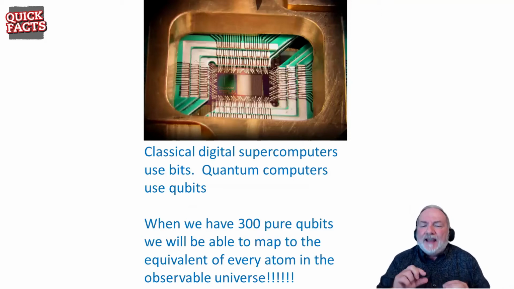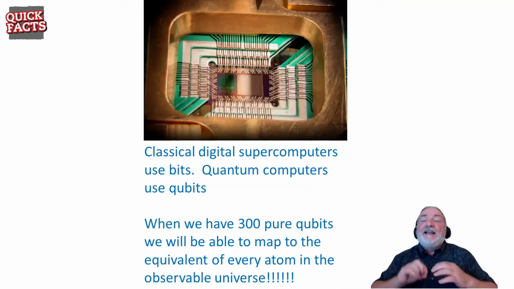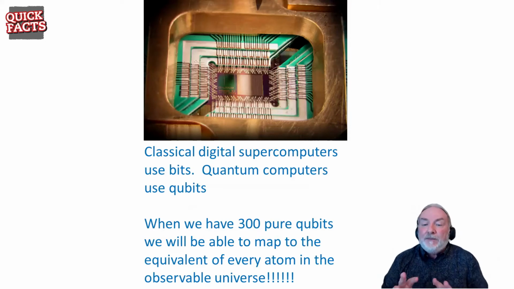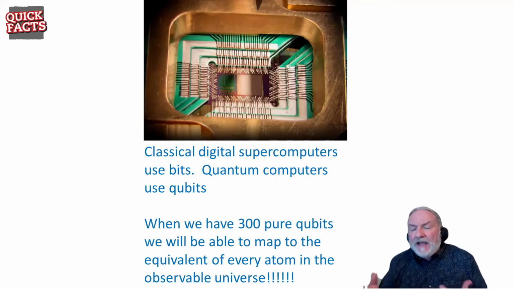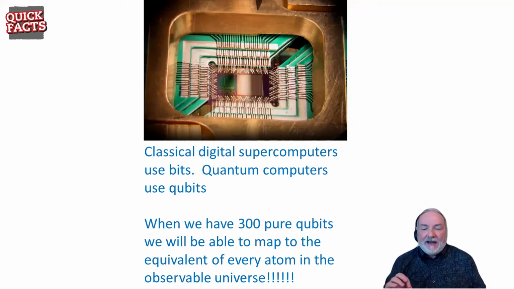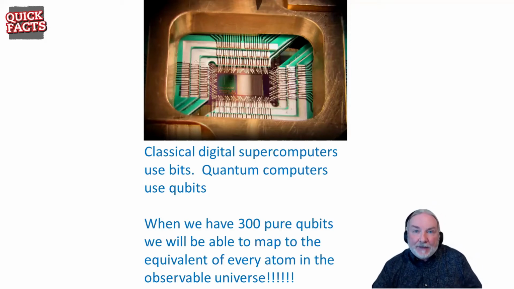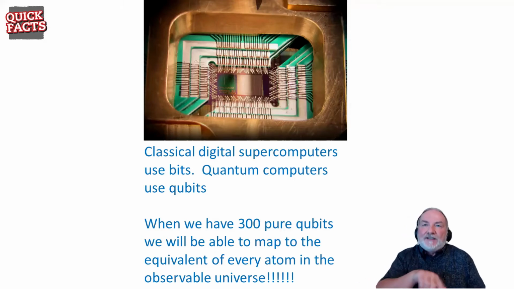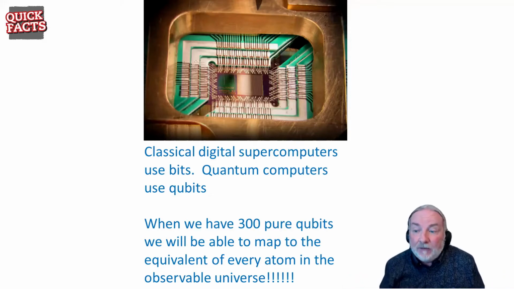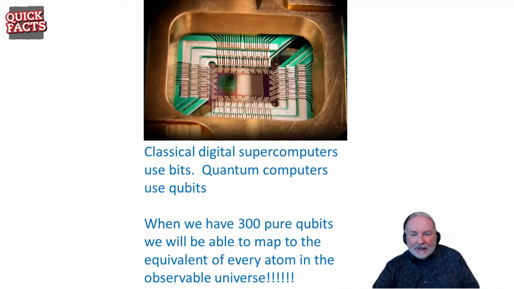Classical digital supercomputers use bits. Every computer on Earth uses bits, and it's either on or off. Quantum computers use what's called qubits. Now, when we have 300 pure qubits, and pure is a very important term here, we'll be able to map to the equivalent of every atom in the observable universe. So before we were talking about 20 quadrillion, we're now talking about figures that we will just never understand. It's unbelievable. And it does lead one towards thinking, where's all this headed?